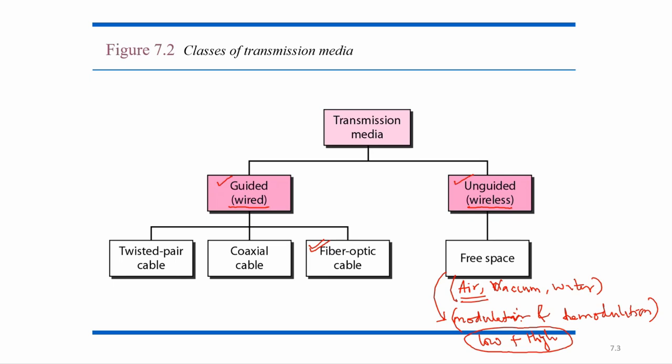So we will see one by one what twisted pair is, what coaxial cable is, and what fiber optics is, and then we will go on to the unguided or wireless system, that is free space.